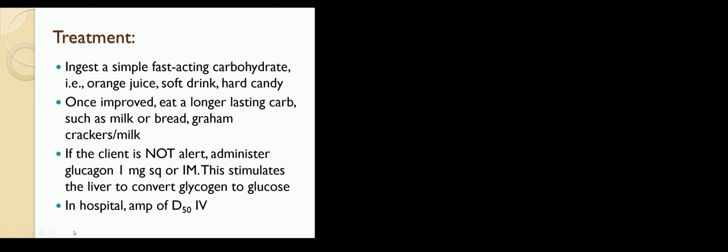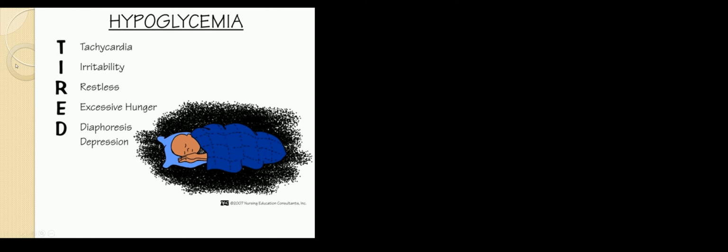One of the things I want to remind you of is glucagon injection. If you ever give that to someone, it can induce vomiting right after they get it. So after you give glucagon, you always position them on their side. Just a little acronym for hypoglycemia is tired, tachycardia, irritability, restlessness, excessive hunger, diaphoresis, or depression.